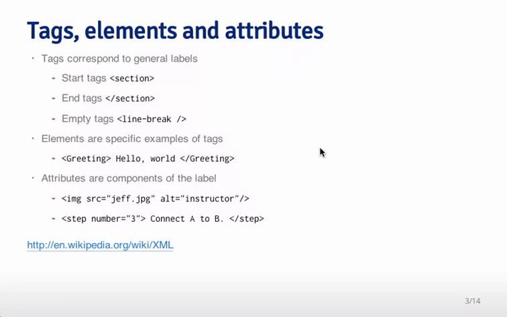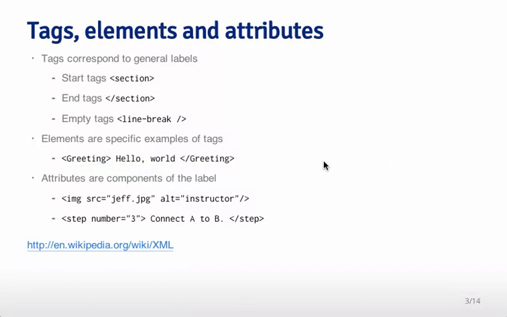Empty tags correspond to lines where you don't necessarily need both an open and a closed tag to delimit a certain part of the text. You might just want to denote one specific line, say, as a line break. So you have the same sort of structure, only you have the slash over here at the right end. Elements are specific examples of tags. For example, one element of the XML markup could be the tag greeting with the end tag greeting over here on the right-hand side, and in between, the content, hello world.